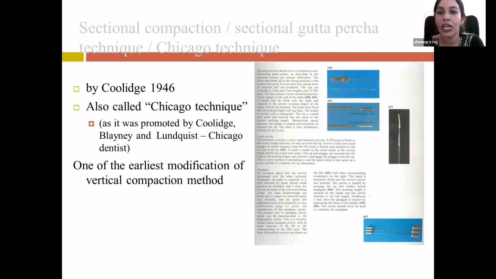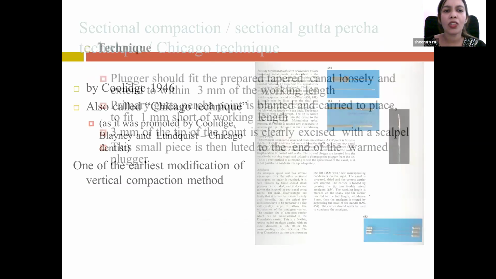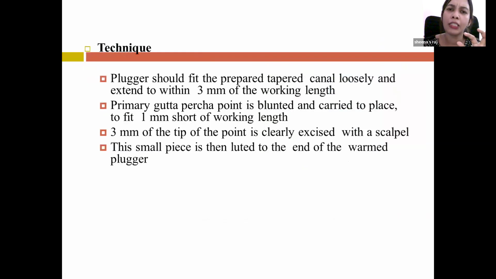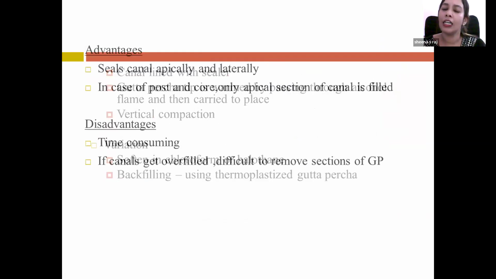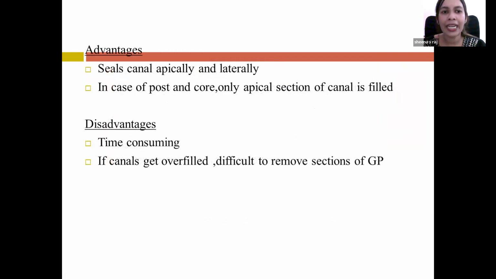Next is the sectional compaction method. As you can see in this image, a very small section of the gutta percha is placed within the apex. This is also called the Chicago technique. So what we do is a very small amount of gutta percha that fits is placed in the canal, and we backfill the canal.